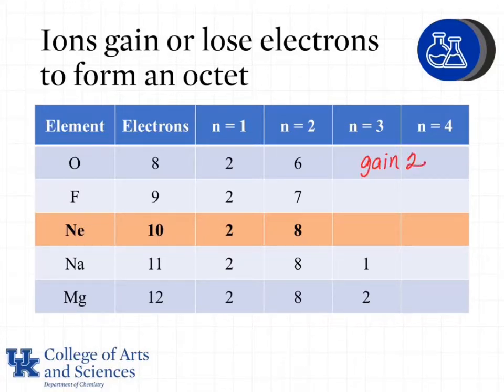So oxygen will gain 2 electrons, as will other elements in that column. Fluorine will gain 1 electron to form its anion. Sodium will lose 1, and magnesium will lose 2. And this trend follows just like the valence electron trend. What one element does in a column, all the other elements will do as well.